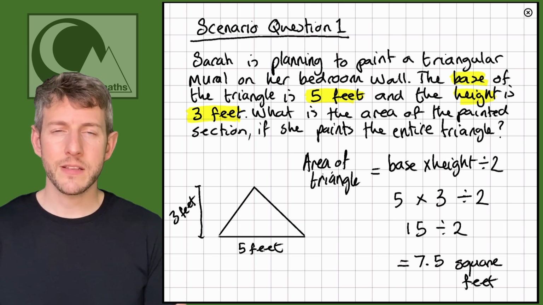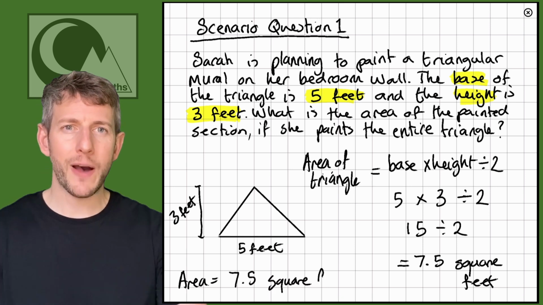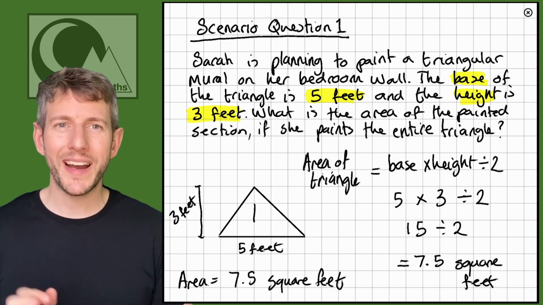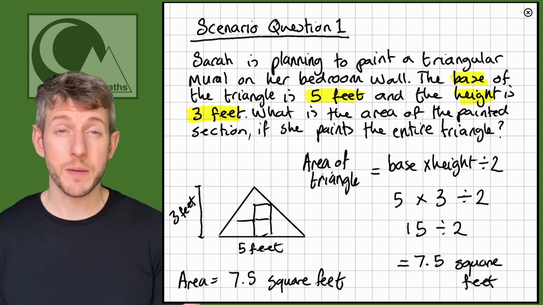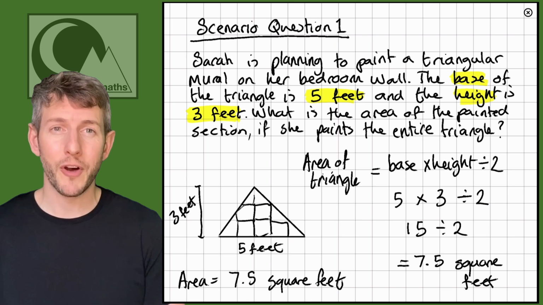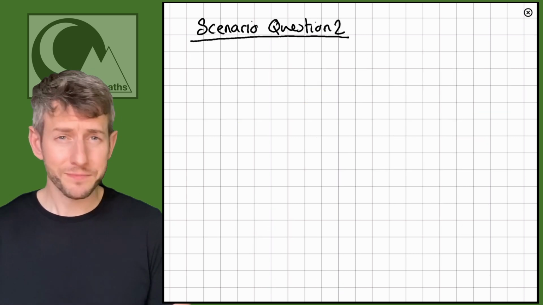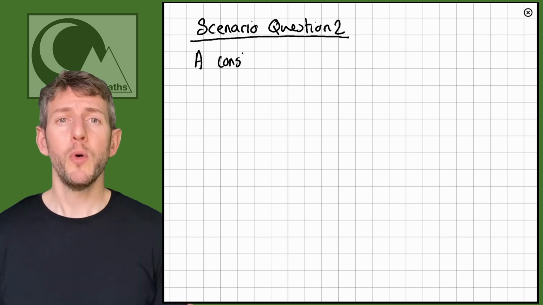So there was feet, so it will be square feet, because remember areas are flat, so we need flat objects to put inside them. Squares are a lovely flat object that we can use to measure the inside of things. We can cut them up, squeeze them in. It's 7.5 square feet.